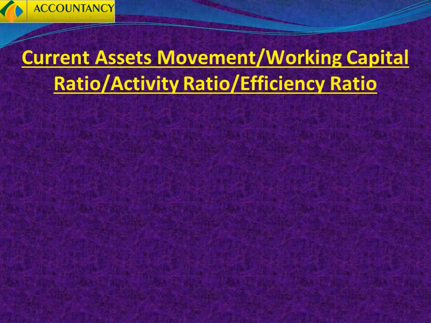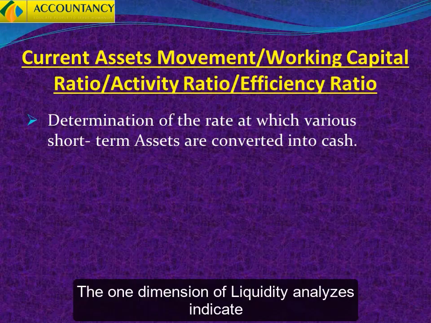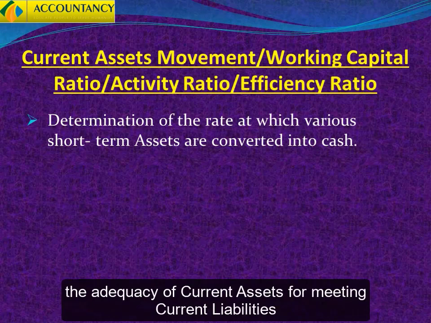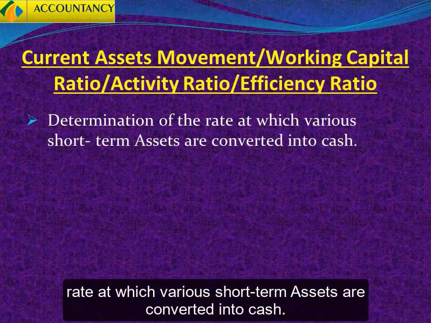Current assets movement or working capital ratio or activity ratio or efficiency ratio. Determination of the rate at which various short-term assets are converted into cash. The one dimension of liquidity analysis indicates the adequacy of current assets for meeting current liabilities, while the other dimension of liquidity is the determination of rate at which various short-term assets are converted into cash.